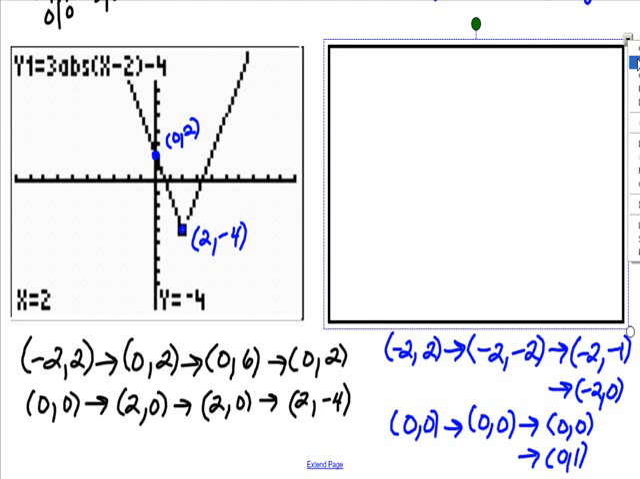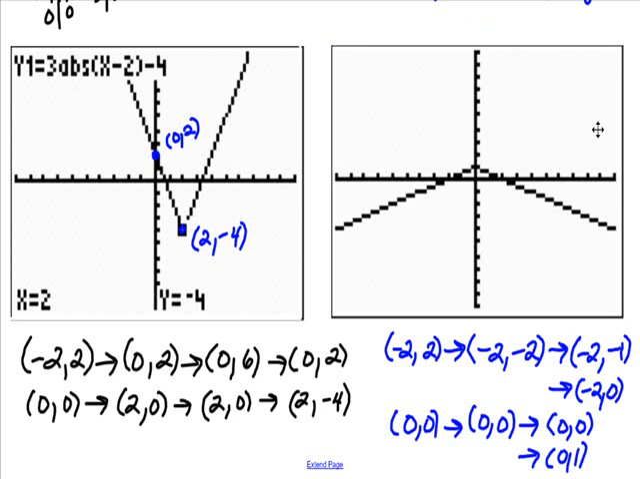So let's see, when we take away this, we should have the point (-2, 0) and the point (0, 1) on our graph. And you can see those are indeed on our graph. Here's (0, 1) and (-2, 0) is here.